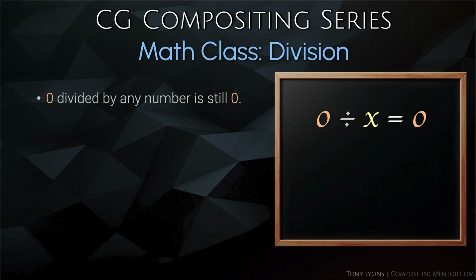Division, however, is a little bit more complicated than multiplication. So we're gonna go back and reinforce some basic math ideas here. 0 divided by any number is still 0. So if you start with 0 and you divide any number, it's still 0.